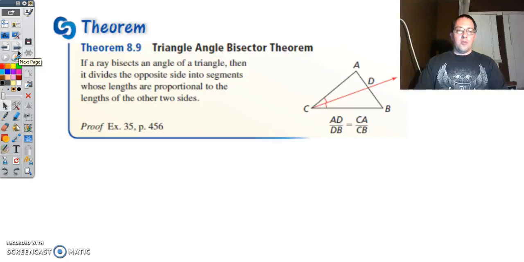All right, last theorem. This is the triangle bisector theorem. And what this says is that if a ray bisects one angle of a triangle, then it's going to divide this third side, this opposite side here, in such a way that it's proportional to the other 2 sides. So AD and DB are proportional to AC and CB. All right. So here it's taking this piece to this piece, to this side to that side. Okay.